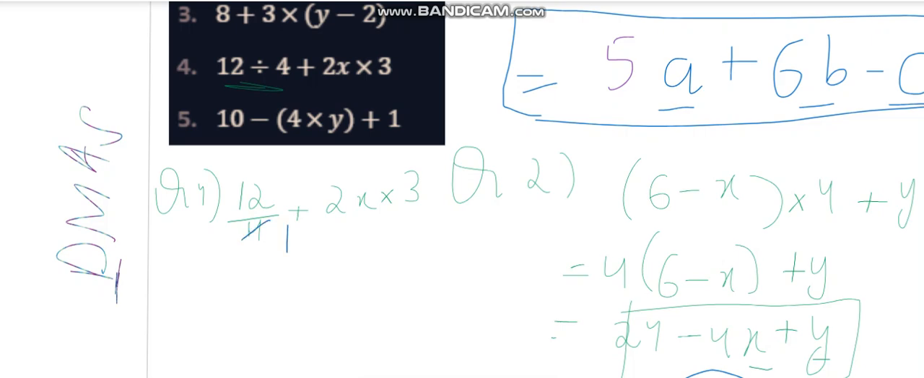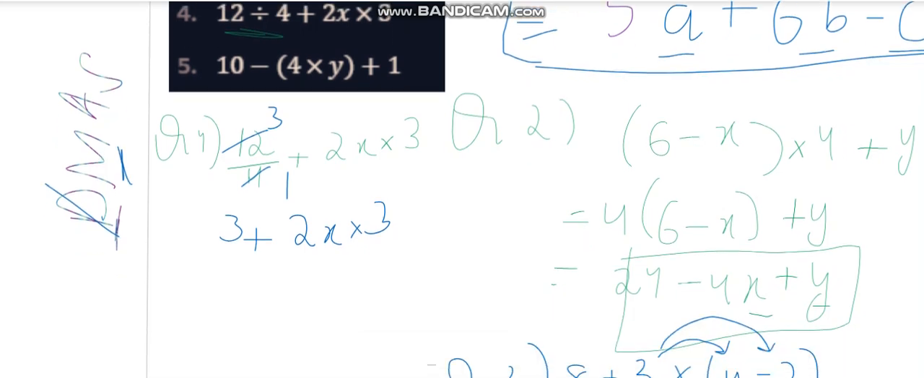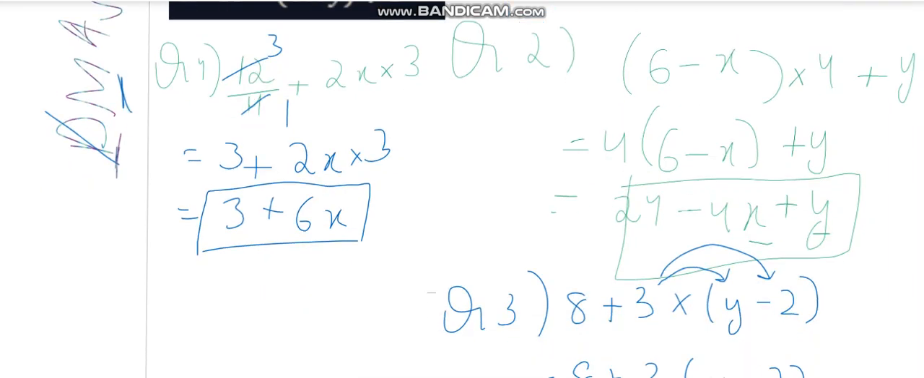So 4 ones are 4 and 4 threes are 12. So 3 plus 2x times 3. Now we've done the division. Division is out. We have multiplication next. So 3 plus, 3 twos are 6x. So this is our answer because we've got a constant and a variable, so we can't simplify it further.